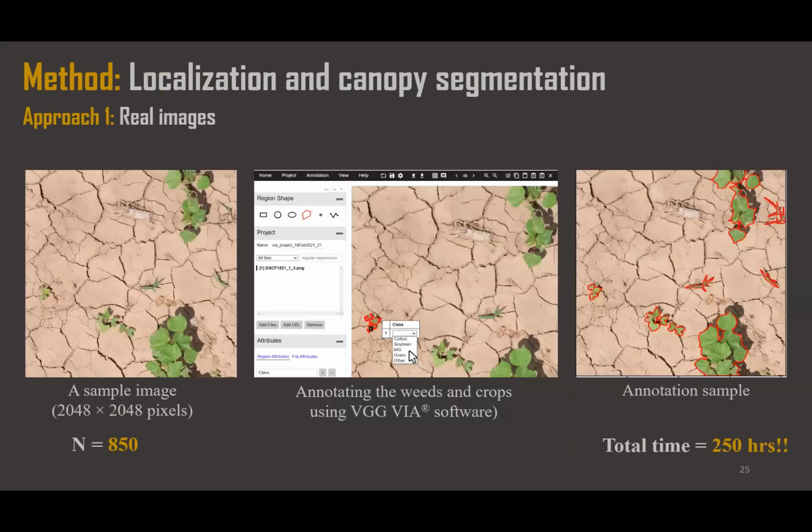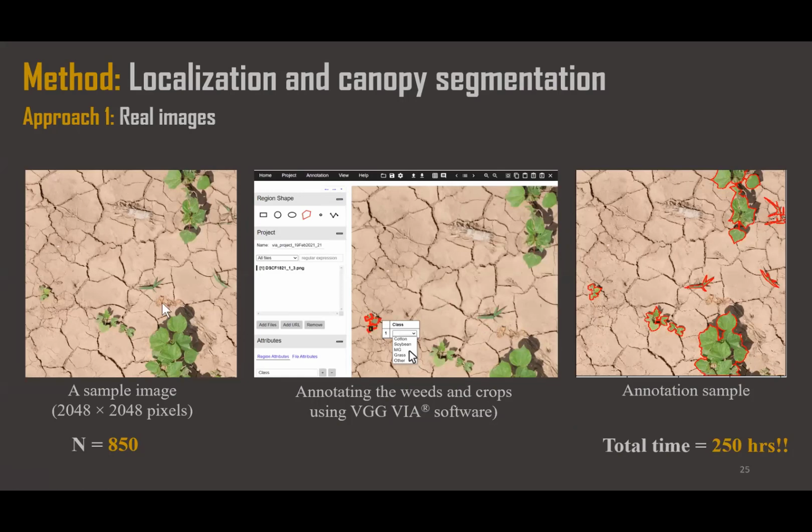Moving to the methods for my first objective, which was to localize and segment the canopy, we implemented 2 different approaches. The first approach was to use real images. In deep learning, the main task, I would say, is to annotate the weeds in the image and label them as either weed or crop. This is a very tiresome job.